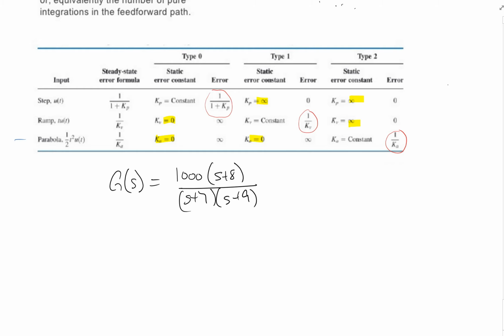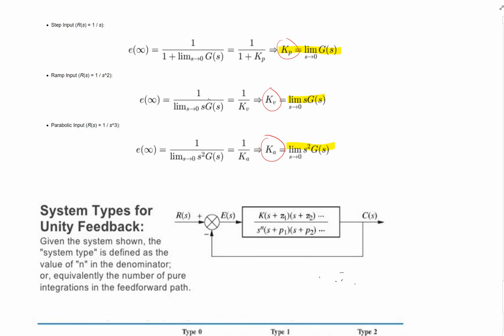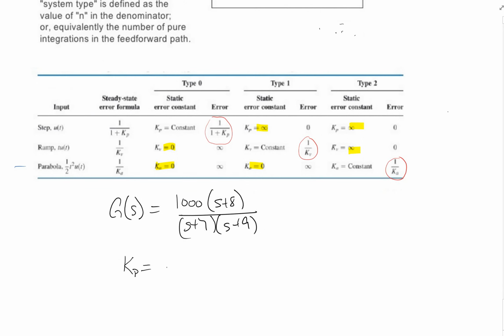So the only case we really need to look at is the step input. The way we're going to do this is we're going to calculate a Kp, and this is not a gain, this is a constant, a position constant is how they're referring to it. It's a little bit confusing. I wish they wouldn't have used K's, but they did, and so that's what we have to live with. So we come back here to our definitions, and our Kp is the limit as s goes to 0 of G of s.